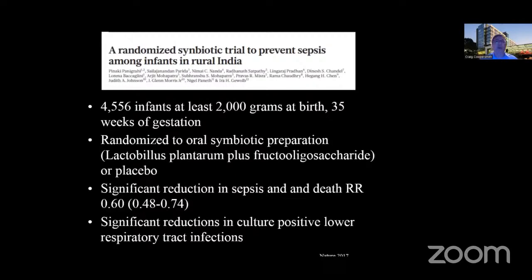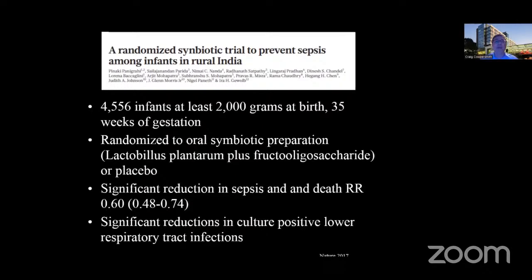I do wish, however, to emphasize this other study. This is looking at symbiotics. This study was done in India, and this is looking at infants. So this has moved away from adult patients, and now we're talking about neonates to infants. This is a huge study, nearly 5,000 infants who weighed at least 2,000 grams at birth at 35 weeks of gestation. They were randomized to oral symbiotic preparation, lactobacillus plus fructooligosaccharides, or placebo.